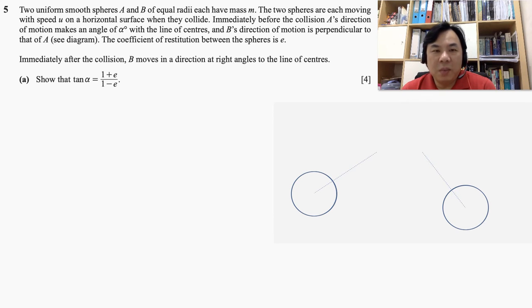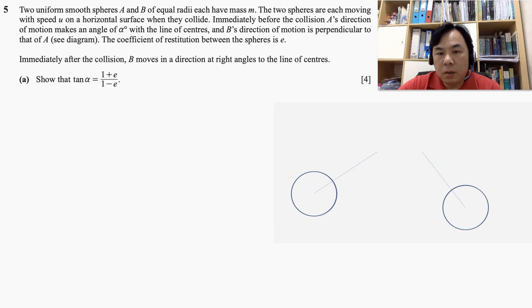Okay, now see the diagram. I'm going to show you the diagram in a while. Now the coefficient of restitution between the spheres is given as e, a constant there. Immediately after collision, B moves in the direction at right angles to the line of centers. Okay, let's try to visualize that before we start proving the first statement.